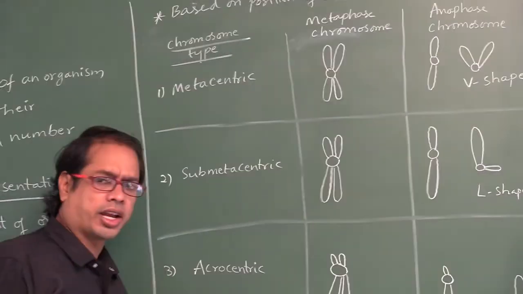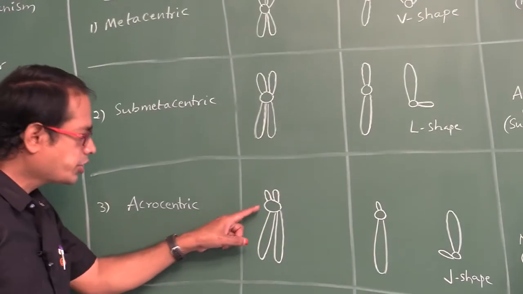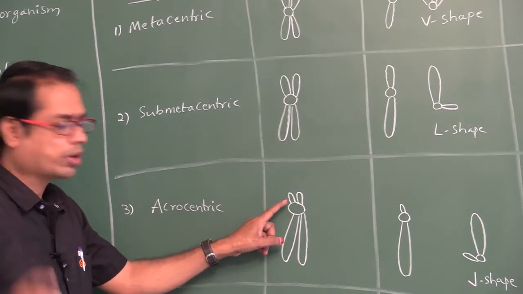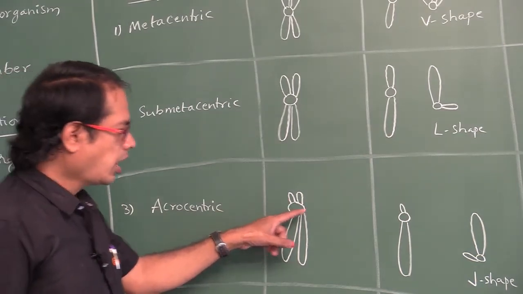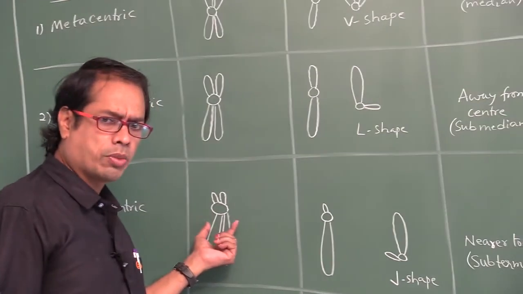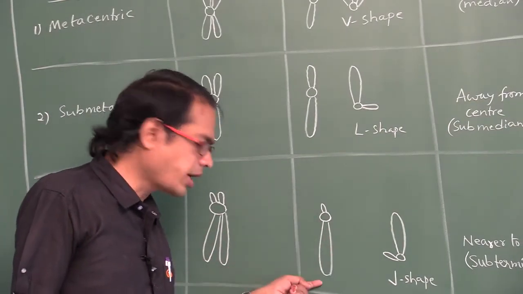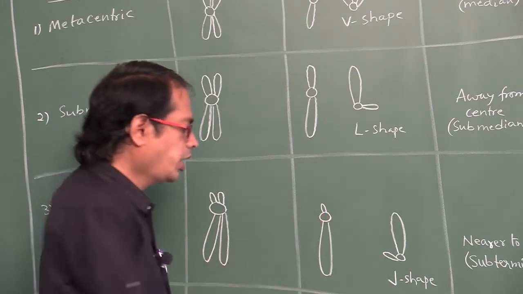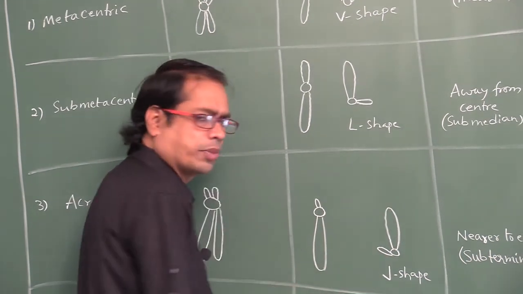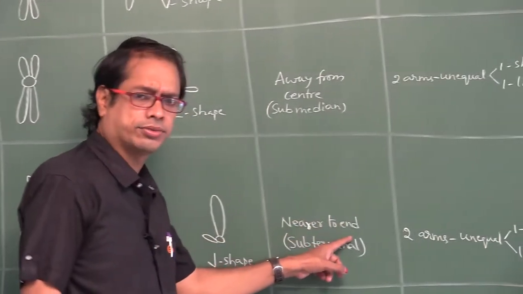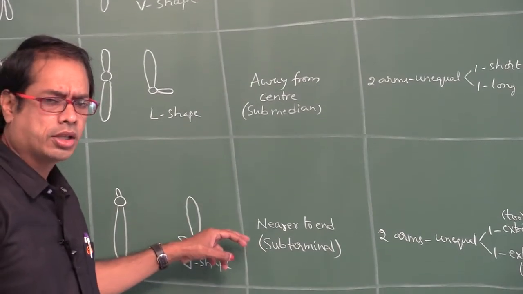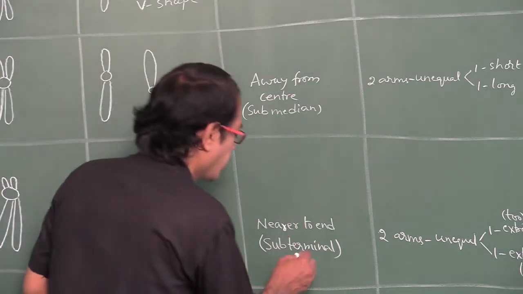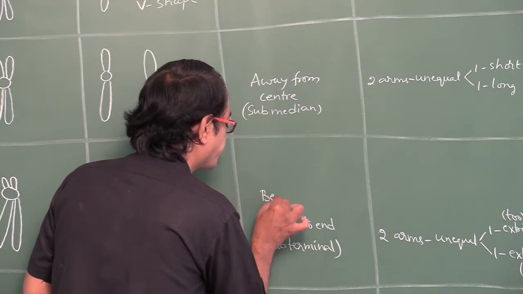This is acrocentric. In acrocentric, the centromere is present below the tip of the chromosome, not at the tip. Here also, this is the metaphase chromosome with 2 chromatids, and the anaphase chromosome with 1 chromatid. The shape of the chromosome is J shape, with the centromere nearer to the end, below the tip.